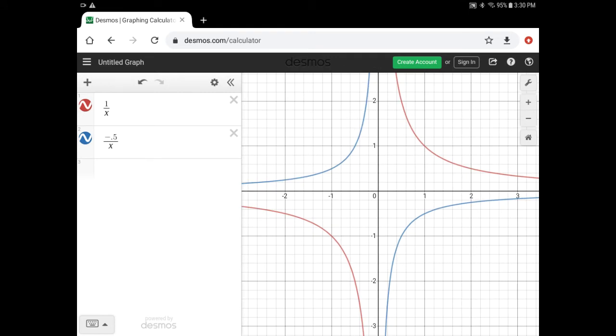So you'll notice where the red one is at 1 and 1, the blue one, it's over here. At 2, it's at negative 0.2. Oh, negative 0.25. And then here in the red one, at 2, it's at 0.5. So if you use this graph, you can compare and contrast all the points on here.